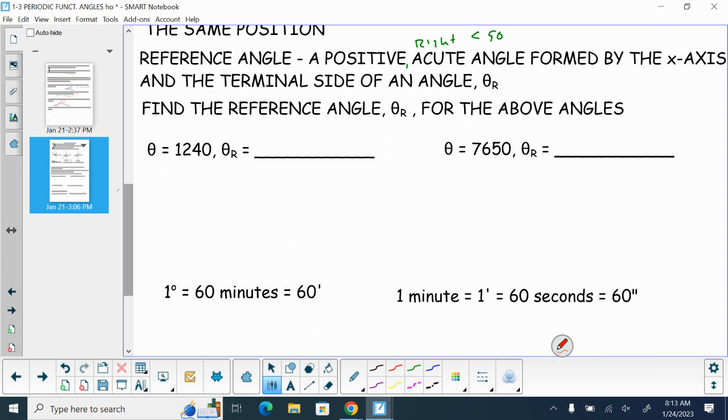Let's see, 1240. Find the next two. Check your answers with somebody around you. 540 and 7,650. See if you can figure out a way that might be a little bit easier to calculate your reference angles.